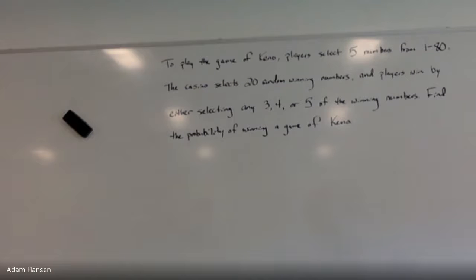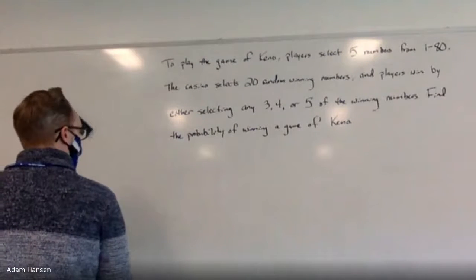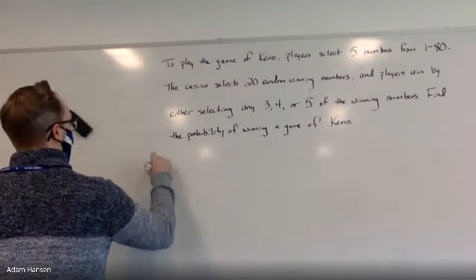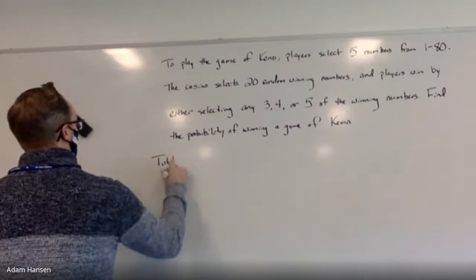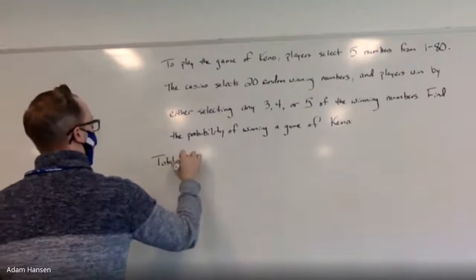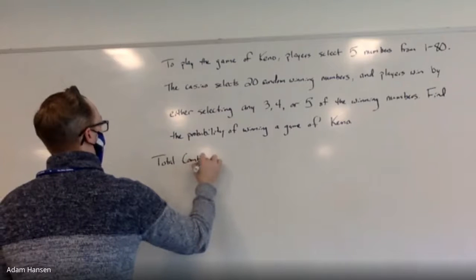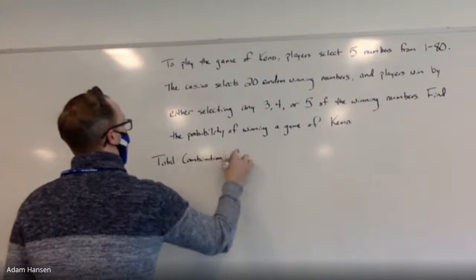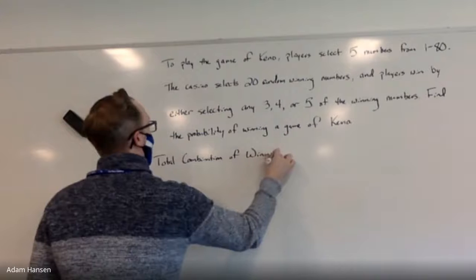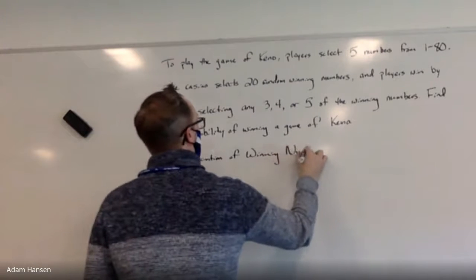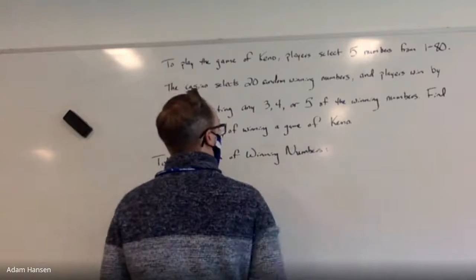Let's find the total number of ways to get started first. I want to find all the combinations of winning numbers. How many numbers are there in the total game? How many winning numbers are there? 20. This is going to be kind of a big number, so I'm going to use a different calculator than the one you have. Total combinations of winning numbers would be what combinatorial?